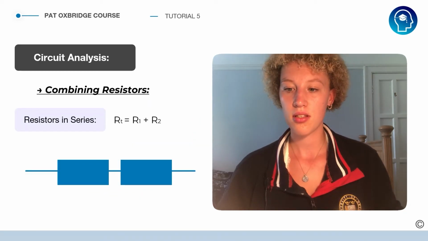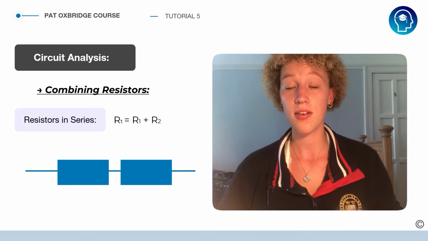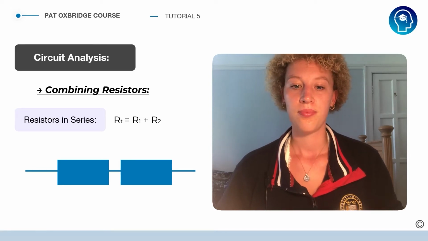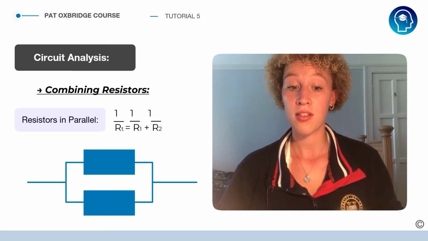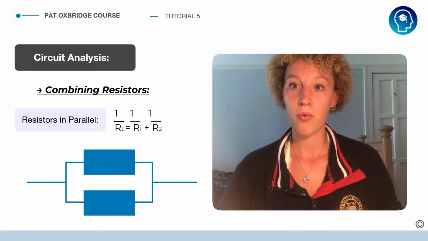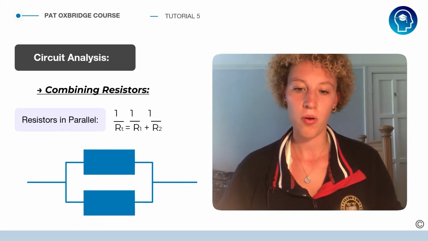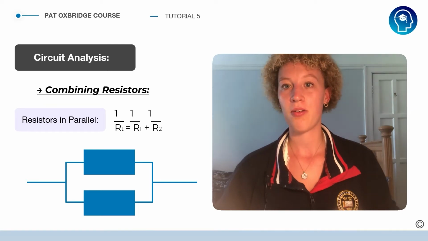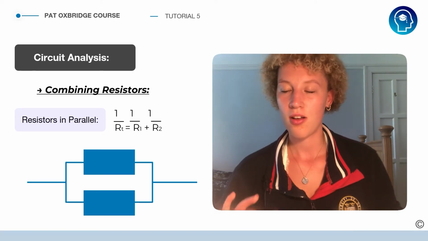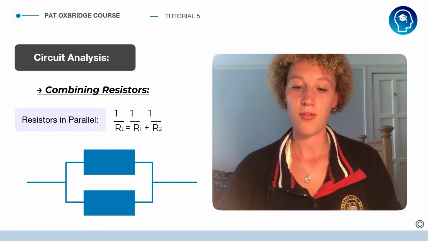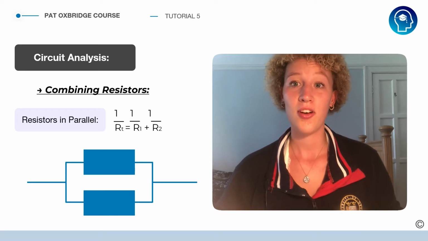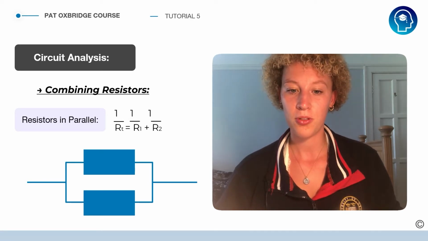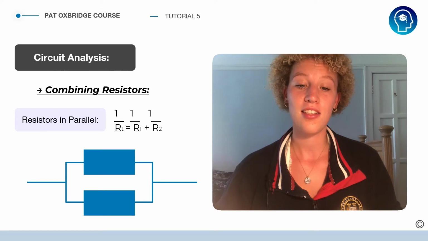Combining resistors. The rule of combining resistors in series is that you just sum them. Combining resistors in parallel, remember, it's 1 over RT is 1 over R1 plus 1 over R2. It's a very simple error to make, to forget to take the reciprocal. It's a very easy mistake to make, to take the reciprocal of the other two resistors, add them together, and forget to take the reciprocal again to find RT.